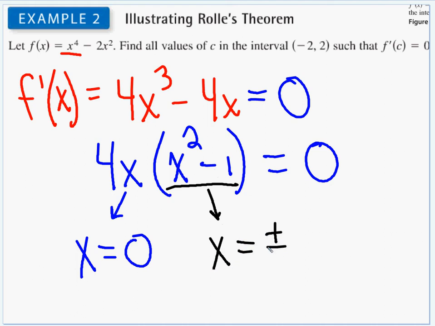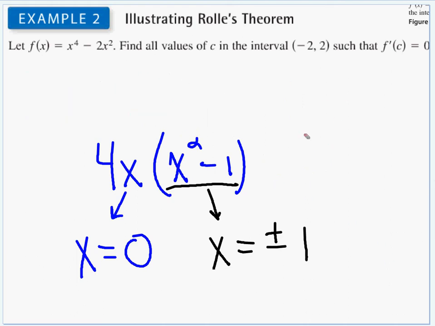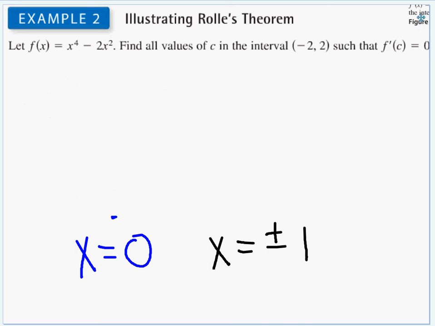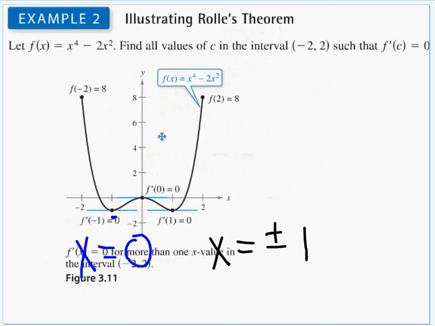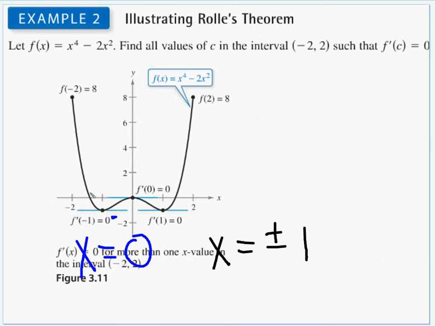Okay, now let's see what happened here graphically. I always like to tie this back to the graph. Here's the graph of that function. And the first thing we did is check the endpoints. We put in negative 2, we got an 8. We put in positive 2, we got an 8. So Rolle's theorem is going to apply.